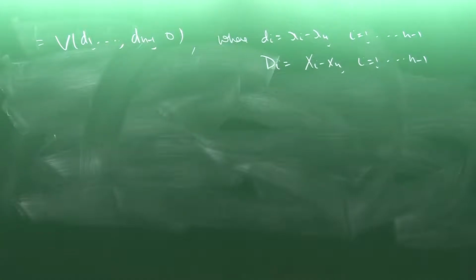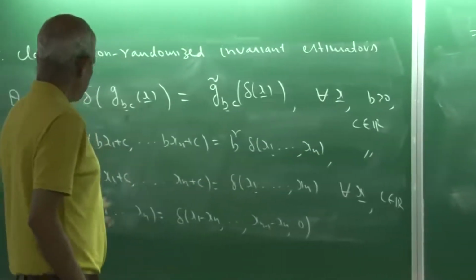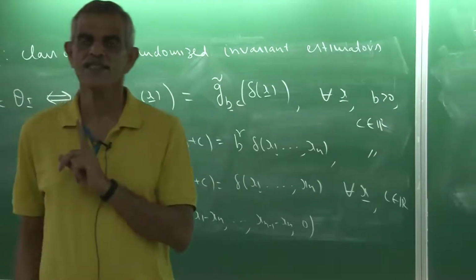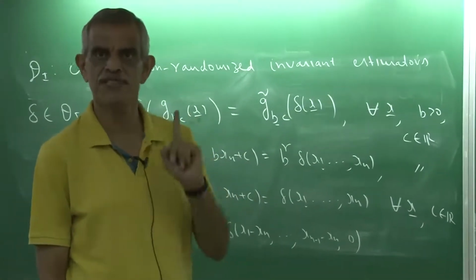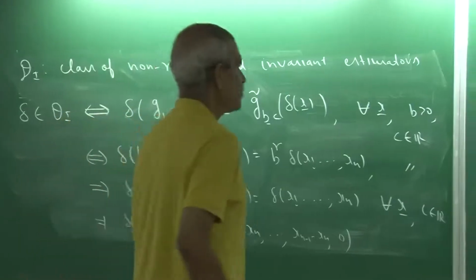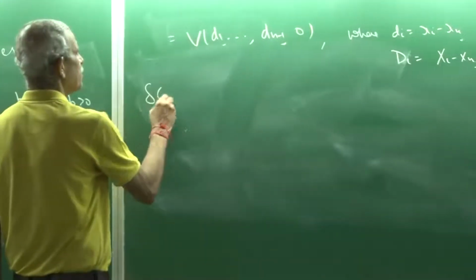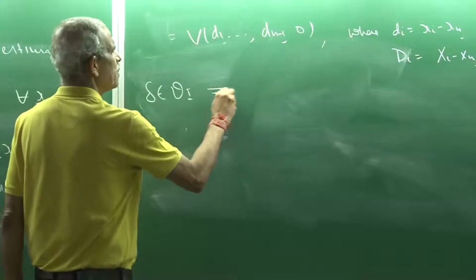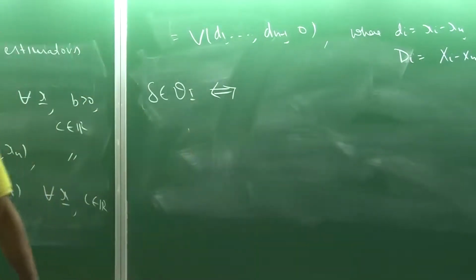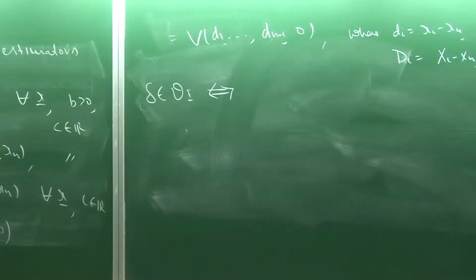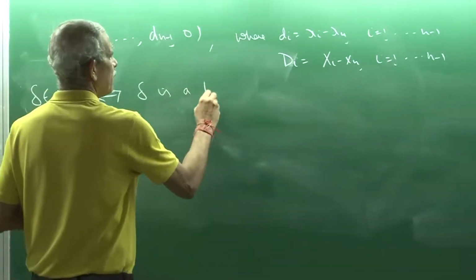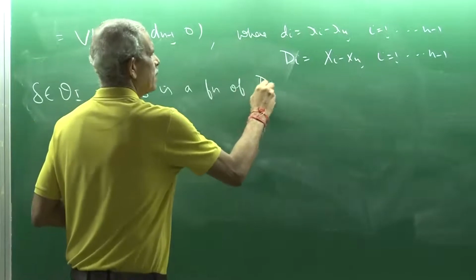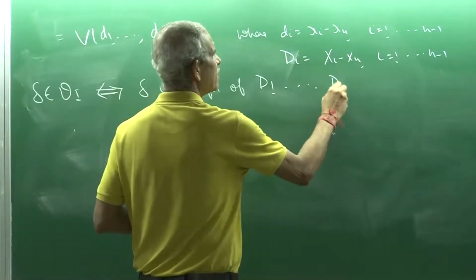So what does this suggest? This suggests, part 1, that any invariant estimator, first of all, has to be a function of d1, d2, ..., dn minus 1. So this suggests that delta belongs to D_I if and only if delta is a function of d1, d2, ..., dn minus 1.